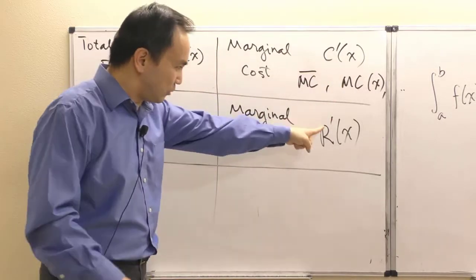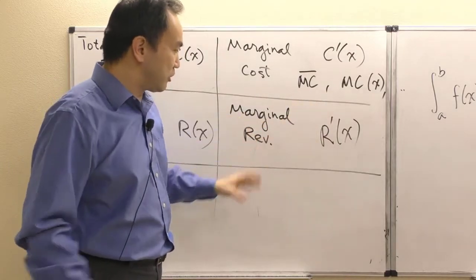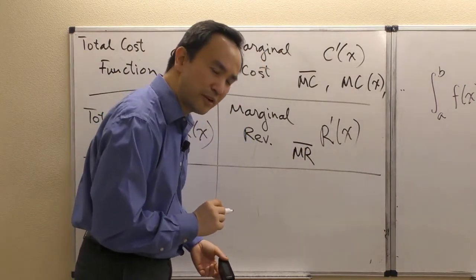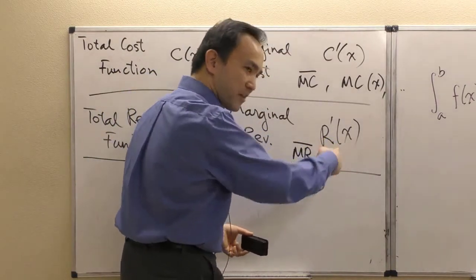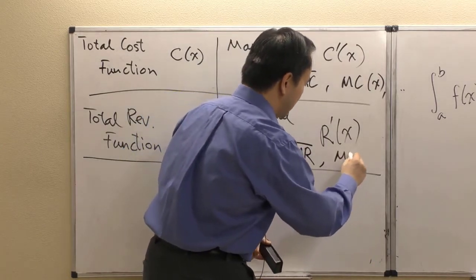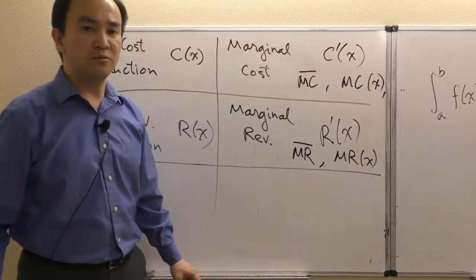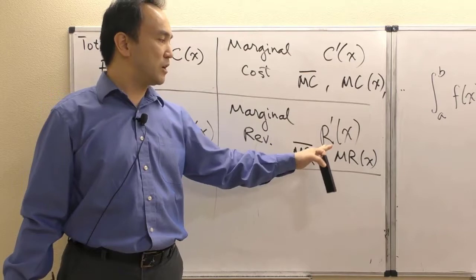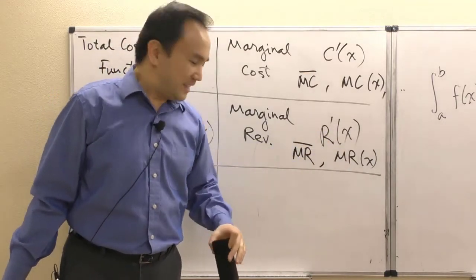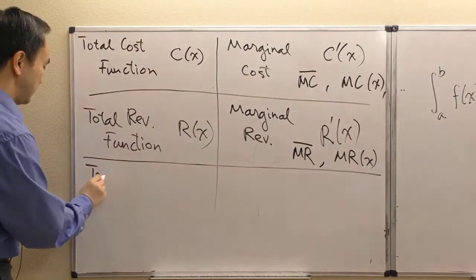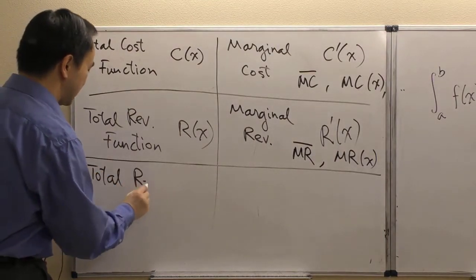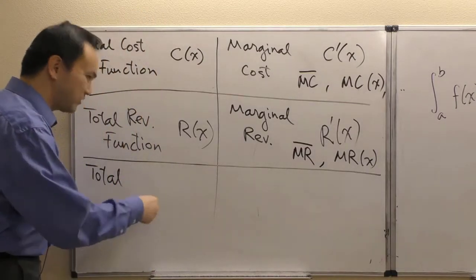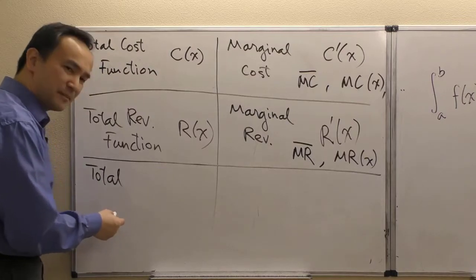Just like that, R prime is the primary symbol for marginal revenue, but quite a few textbooks use MR with a bar. That's for the marginal revenue as a function, because R prime of x is a function. And then there's MR of x. That's another form commonly seen. So these are all different ways of expressing the marginal revenue function. And as I keep saying, these quantities didn't have to wait until your calculus learning, and you even learn them long before you enter a business math course.